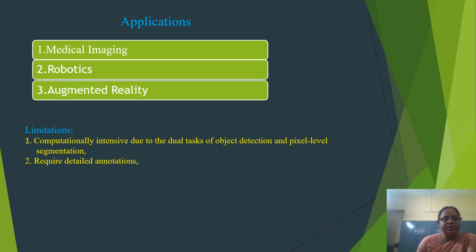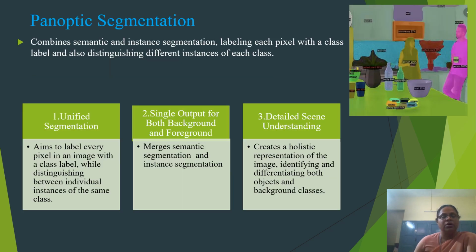Its limitations are that it is computationally intensive due to the dual task of object detection and pixel-level segmentation, and it requires detailed annotation. Panoptic segmentation combines semantic and instance segmentation, labeling each pixel with a class label and also distinguishing different instances of each class.